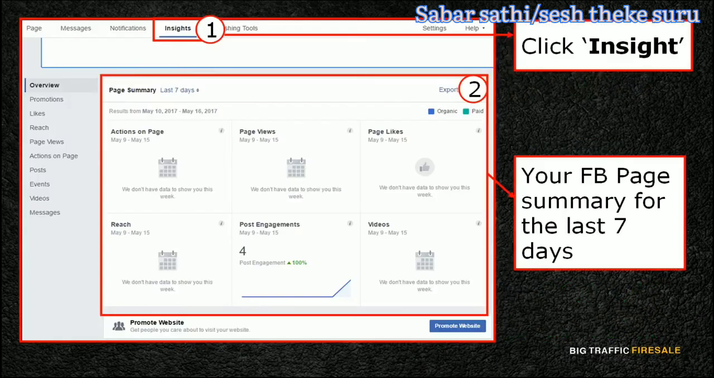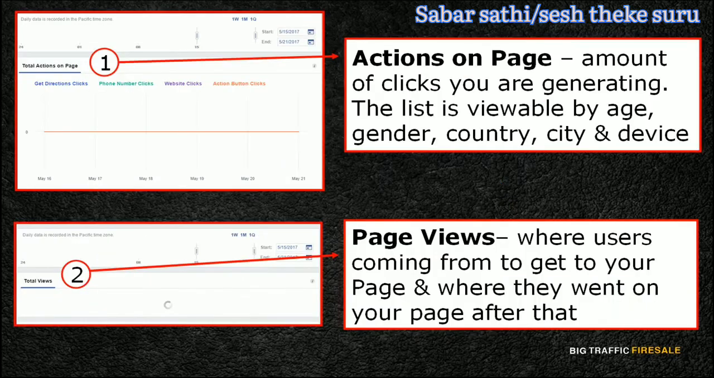Click on Insight at the top of your page screen. Insight assists you to understand your audience. You'll see a page summary for the last 7 days of your activity. You will be shown your actions on page, number of page views, number of page likes, amount of reach, post engagement, and videos. Actions on page shows the amount of clicks you're generating. These clicks are generated from users who want directions, phone numbers, your websites, and action buttons. This list is viewable by age, gender, country, city, and device.